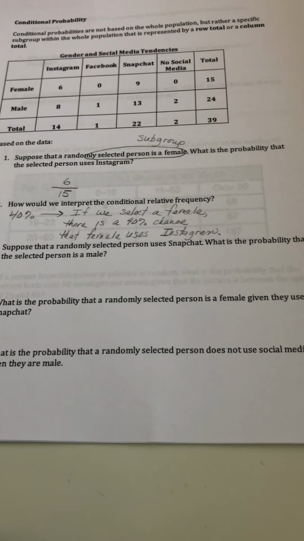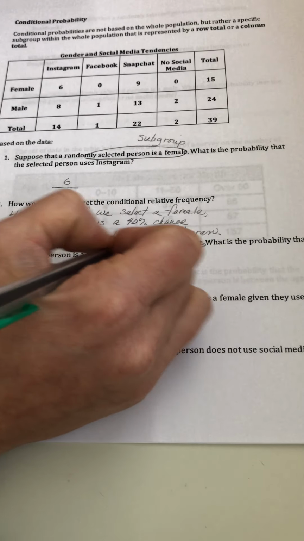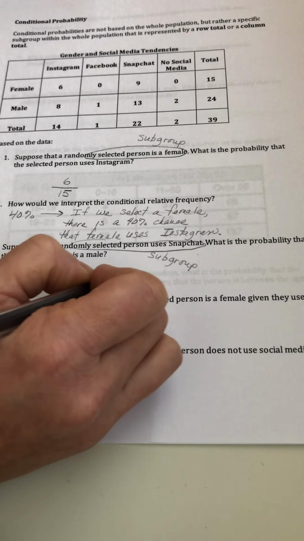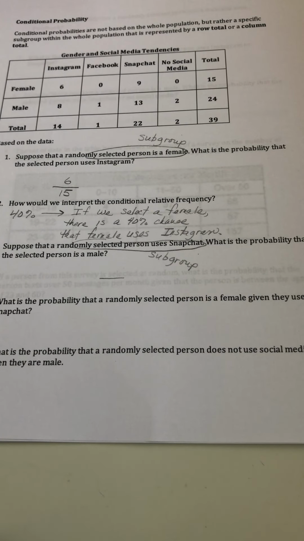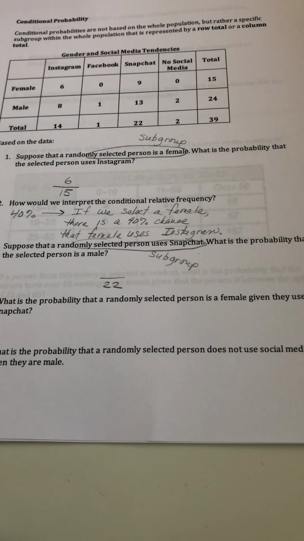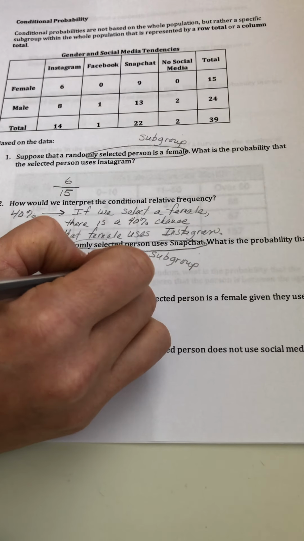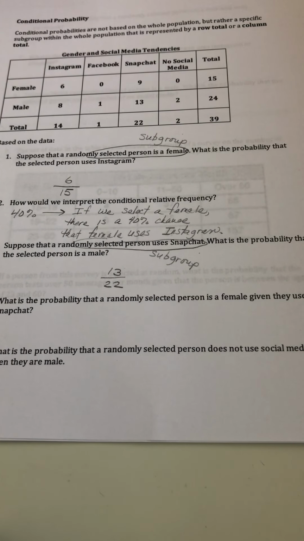Model 3, suppose that a randomly selected person uses Snapchat. So once again, this is indicating our subgroup, and in terms of probability, that's going to tell us what our denominator should be. So right away, I'm going up to my two-way table, and I notice that there are a total of 22 people using Snapchat. So I'm going to record my denominator. What is the probability that the selected person is a male? So of those Snapchat users, 13 of them are male. So 13 out of 22.